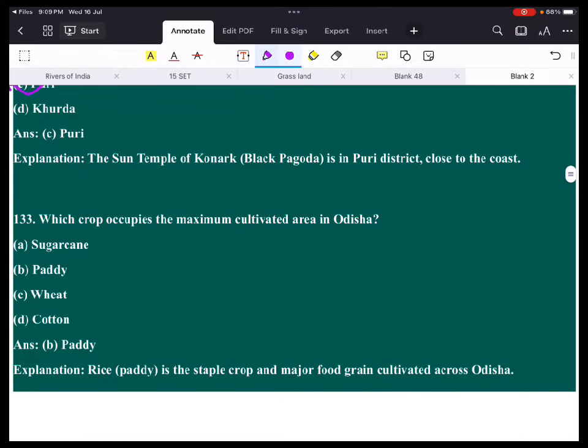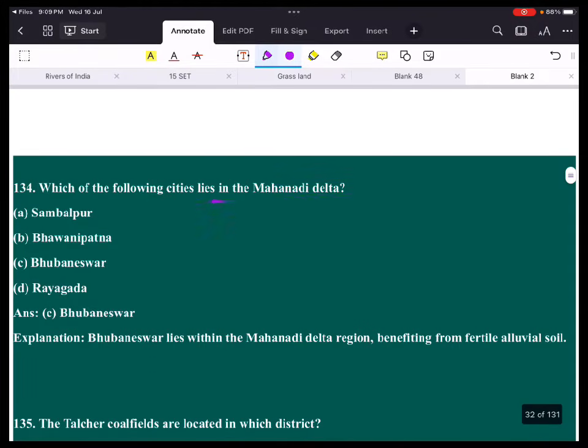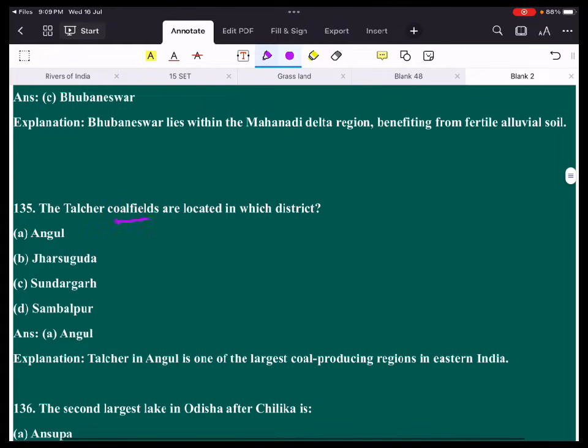Which crop occupies the maximum cultivated area in Odisha? It is paddy, option B. Which of the following cities lies in the Mahanadi Delta? It is option C, Bhubaneswar. The Talcher coalfields are located in which district? That is option A, Angul.